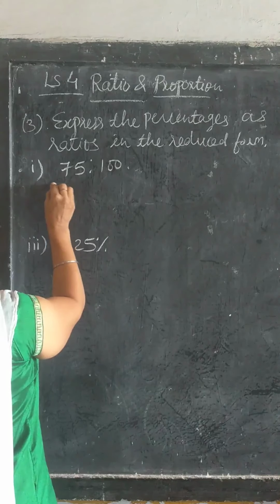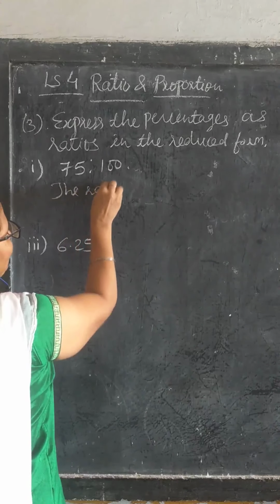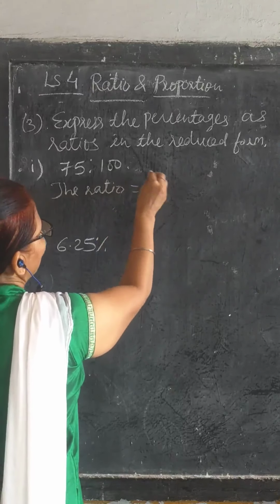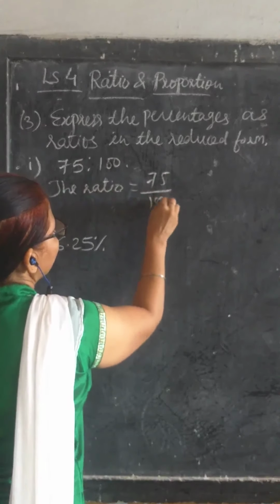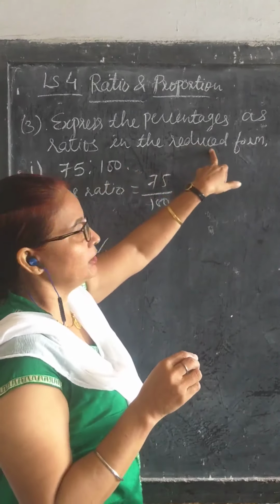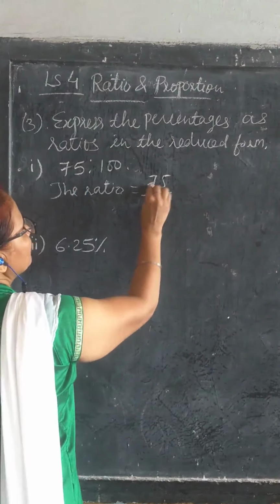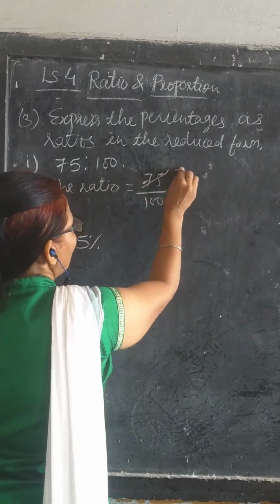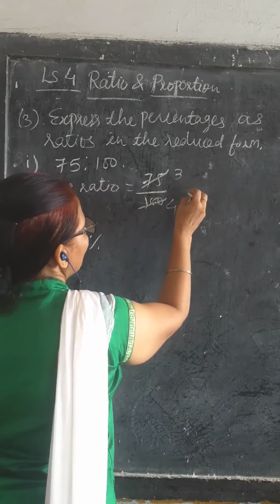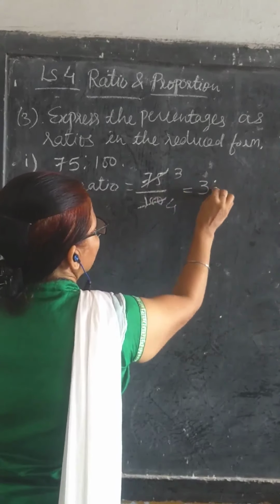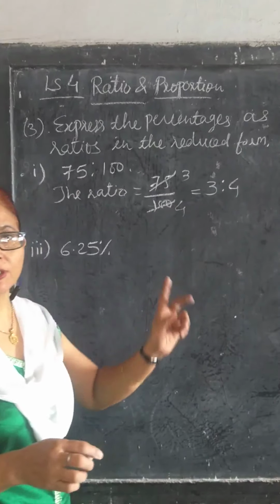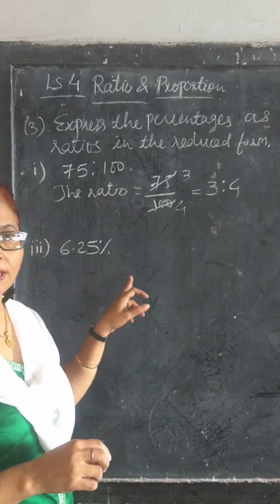What will you write? The ratio is equal to 75 by 100. Now you have to convert it into the reduced form. Both are divisible by 25. 25 3s are 75, 25 4s are 100. So what is the ratio in the reduced form? 3 is to 4. Now let's see this example.